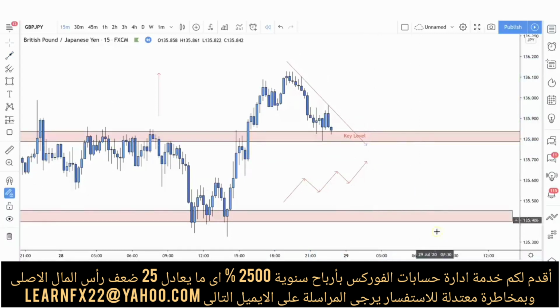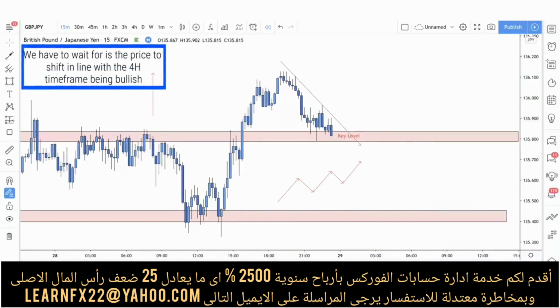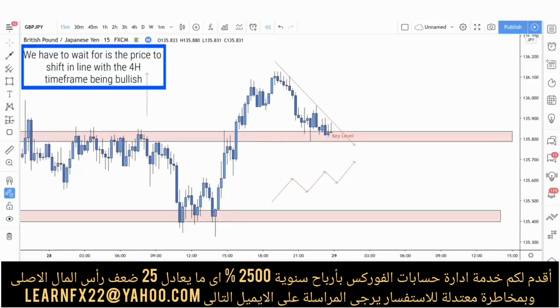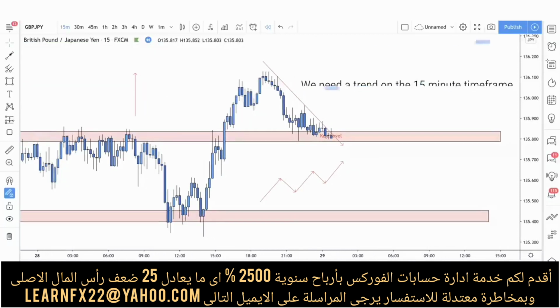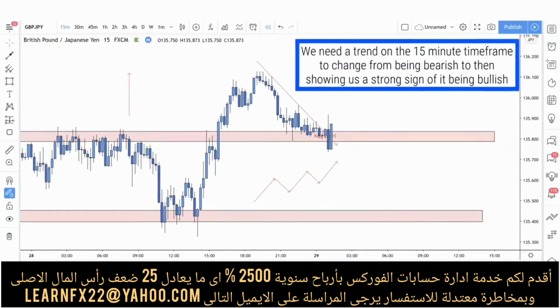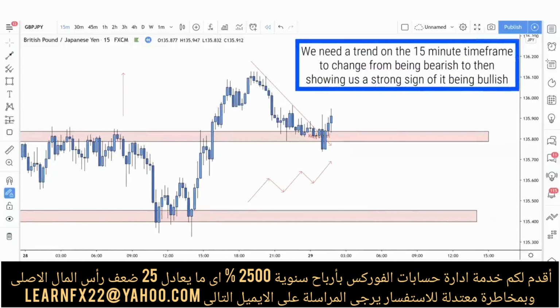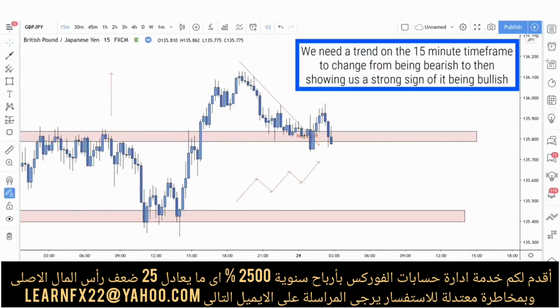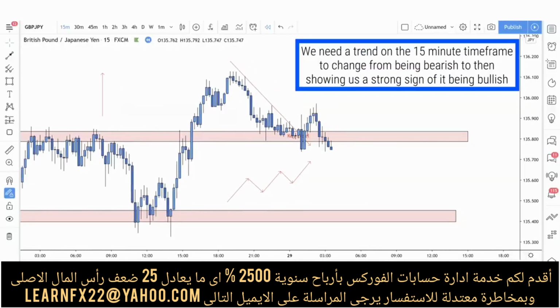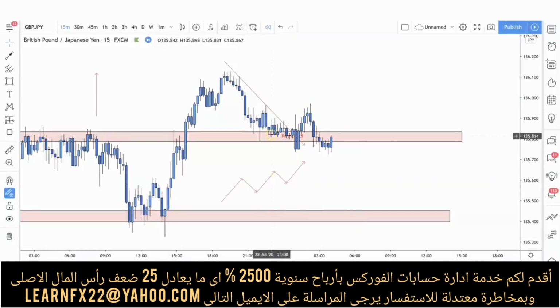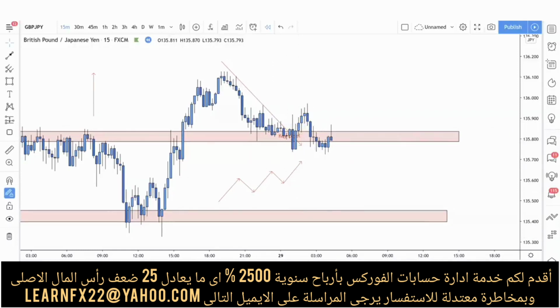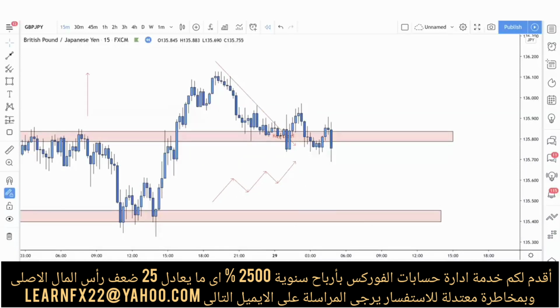And what is the trend? Clearly down. So what we have to wait for is for price to shift in line with the 4H time frame being bullish. We need the trend on the 15-minute time frame to change from being bearish to then showing us a strong sign of it being bullish. So remember, all the buys that these retail traders are taking down here and all these impulse entries that retail traders are taking down here, look what's happening to them. They are getting stopped out.